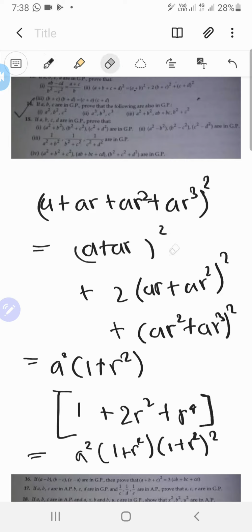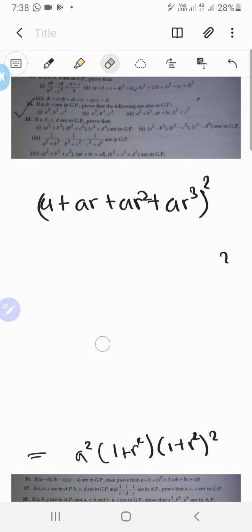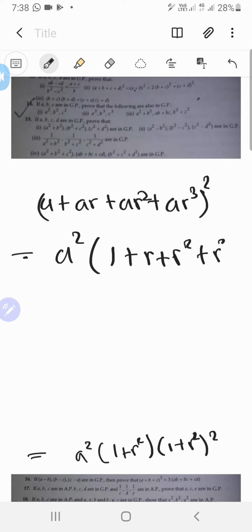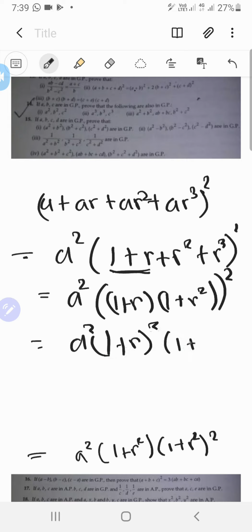Let's see what we can do with this one. So let's look at the LHS now. So the LHS is going to be equal to a squared, which is obviously there, and then you have 1 plus r squared plus r cubed whole squared, which is going to be a squared into, well, 1 plus r can be taken common from the first two, so you get 1 plus r. Similarly, 1 plus r can be taken common from these two, and then we get 1 plus r squared on the other bracket. This thing squared, which is obviously a squared into 1 plus r squared into 1 plus r squared squared. Wait, what?